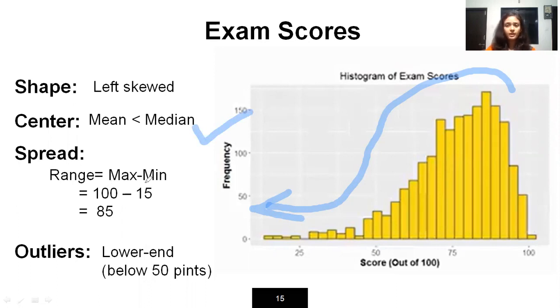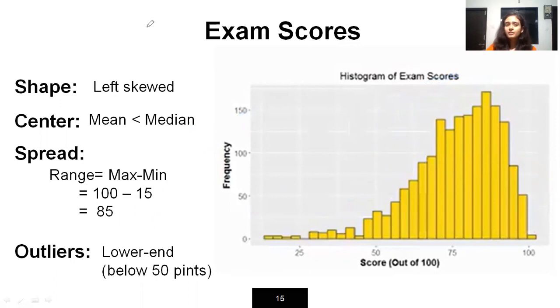If I am talking about the range, then my maximum value is 100 and the minimum value is, suppose, 15. It is not showing exactly, but you can get the exact idea if you have the data. These are the general ideas that we are taking from the graphs. So suppose my range is 85. Over here my outliers are present on the lower end, below 50 points. These are points which are away from the majority of the points, so we call them outliers.